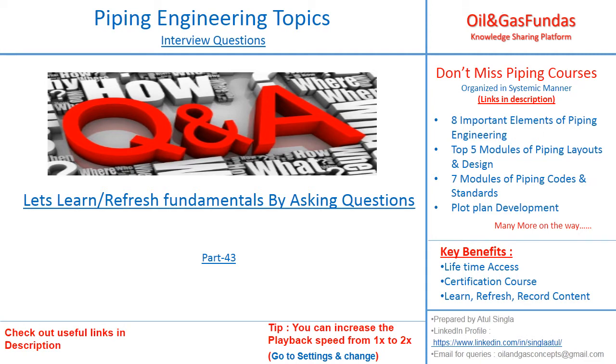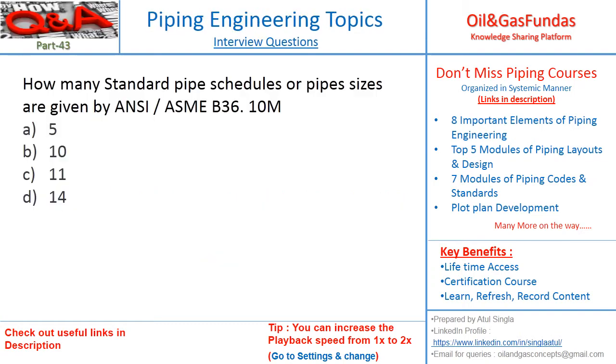So we are going to discuss each question in detail. So this is going to be very interesting session. So let's start with the questions. How many standard pipe schedules or pipe sizes are given by ANSI ASME 36.10?